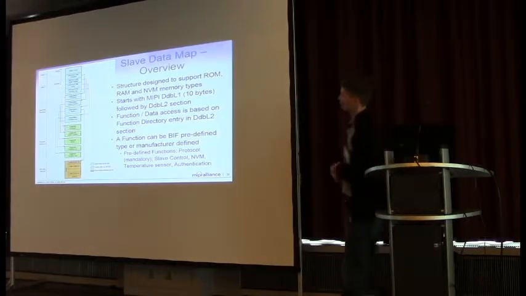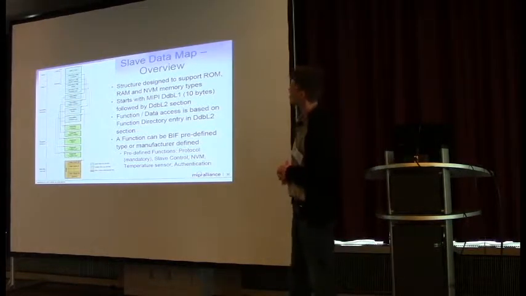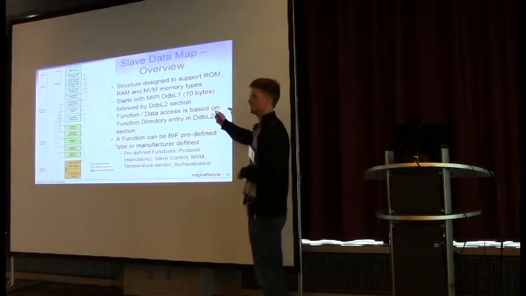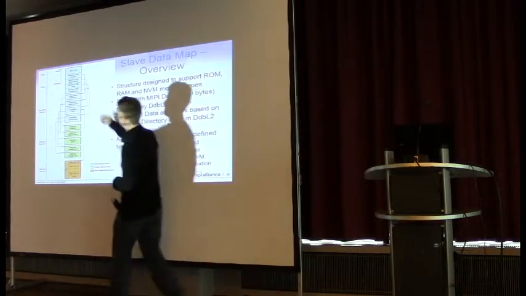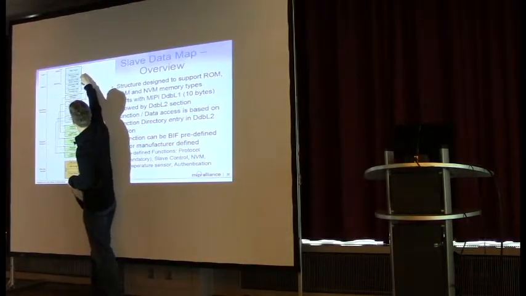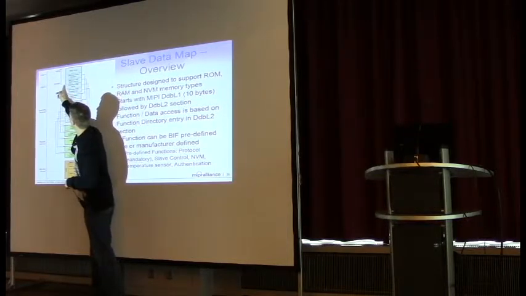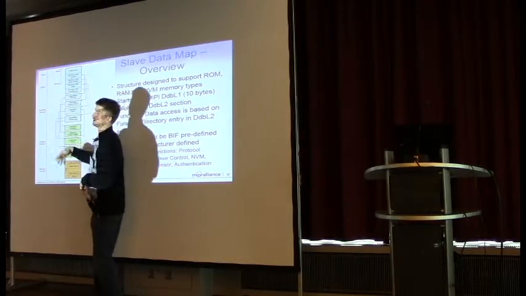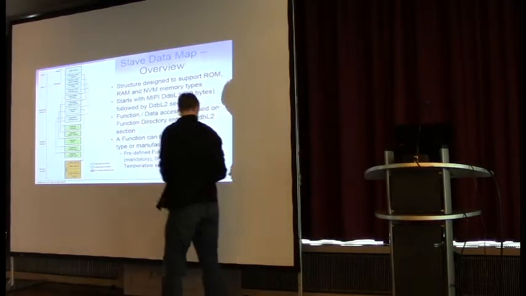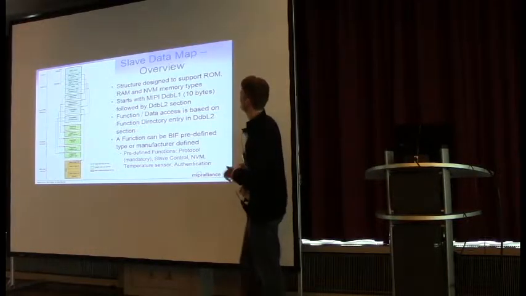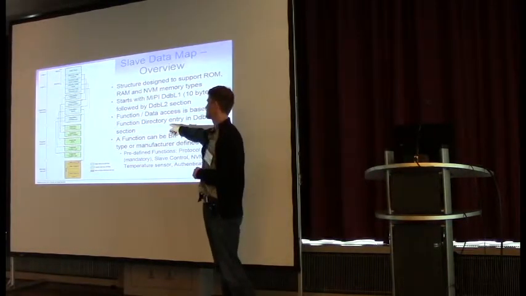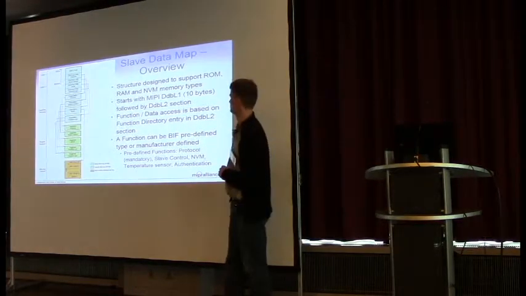So, slave data map overview. We support basically any type of memory. It always starts with MIPI DDB layer 1, followed by DDB layer 2. Our DDB layer 1 is right here, and then it continues with DDB layer 2. I will not talk about those very much. Layer 1 is pretty standard. Layer 2 is somewhat special, because we have the function directory entry in DDB layer 2.